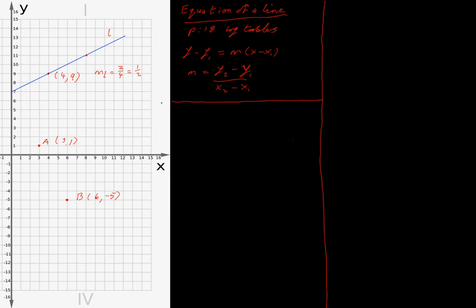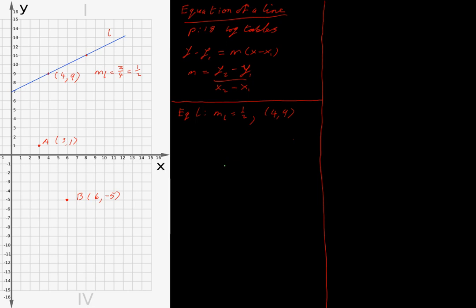So I want to get the equation of the line L. So what am I going to do? I'm going to write down the information I'm given. In this case, I'm told that the slope is a half, and I'm given a point on the line. I'm given the point (4, 9).